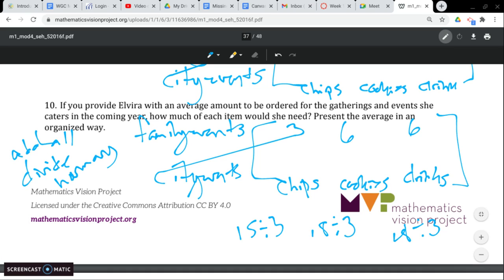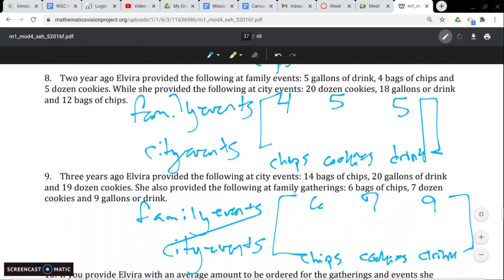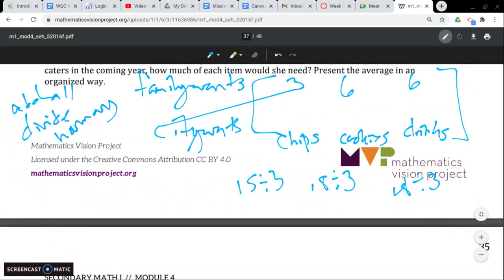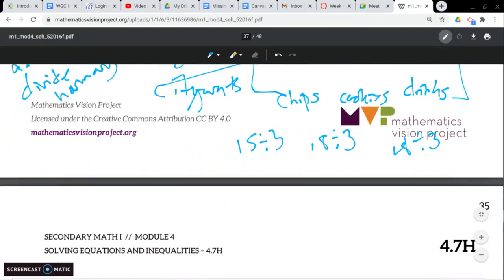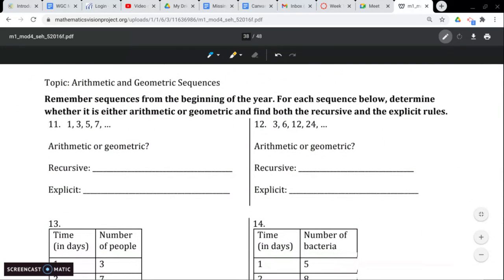So you have to find the average. So now you guys will take and do the city events. So you already know the number of chips for the first one. You do it for the second and third, add those all together, divide by 3, okay? So remember, matrix is your key word for this lesson. All right, arithmetic and geometric sequences.